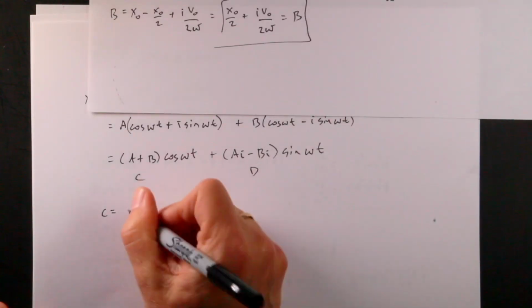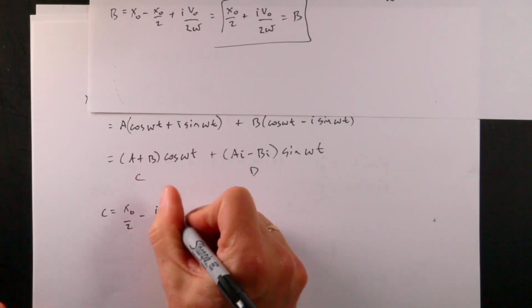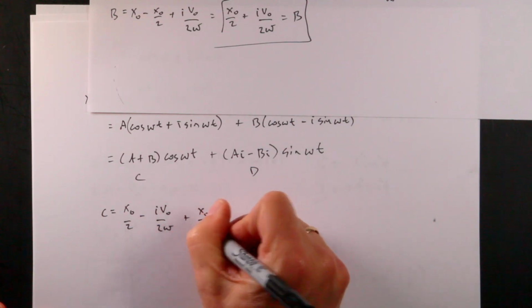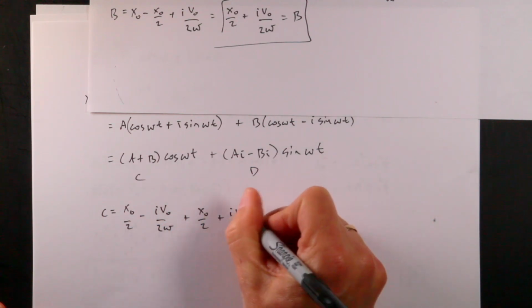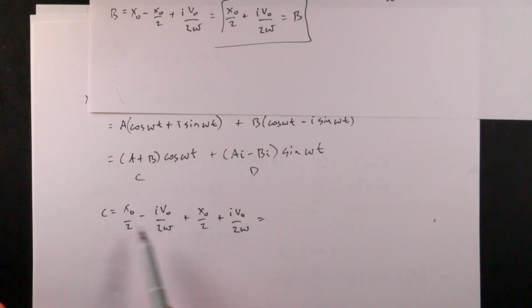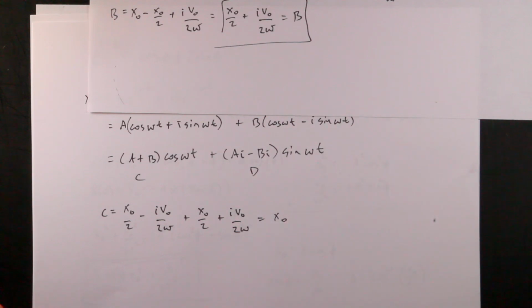So this is going to be x0 over 2 minus i v0 over 2 omega plus x0 over 2 plus i v0 over 2 omega. Oh, look at that. These cancel, and these add to x0. x0. I like that. That's nice.